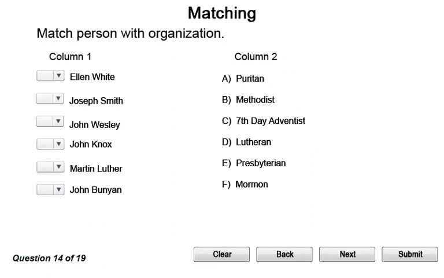We want to match the person with the organization. Ellen White, she was the founder of the Seventh-day Adventists. Joseph Smith, founder of the Mormons. John Wesley, the founder of Methodism, the Methodists. John Knox, founder of the Presbyterian Church. Martin Luther, founder of the Lutheran movement. And John Bunyan, a Puritan.